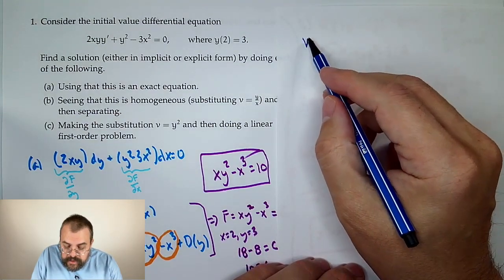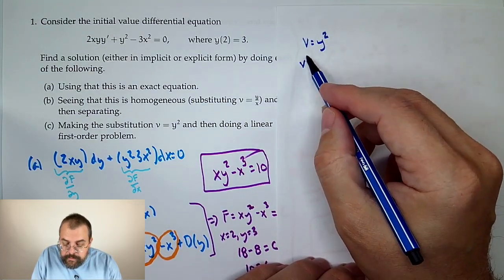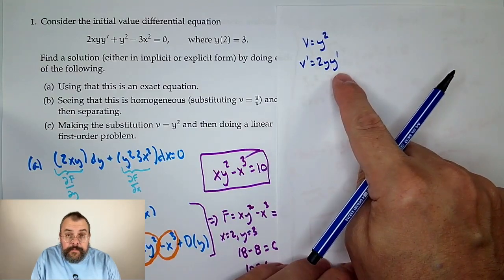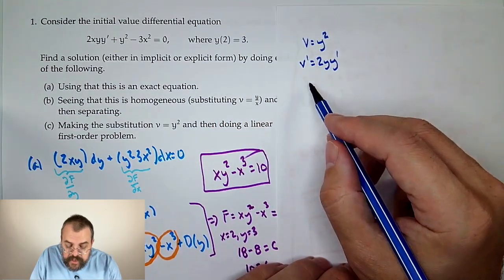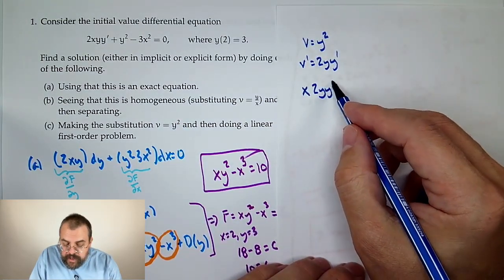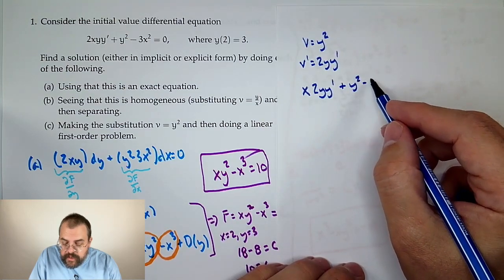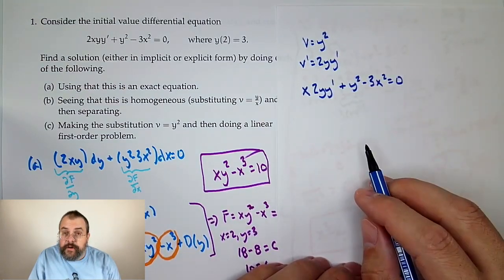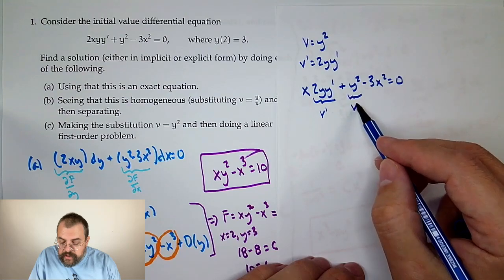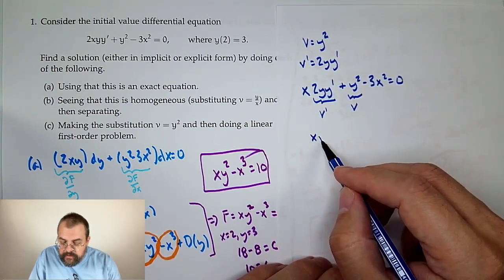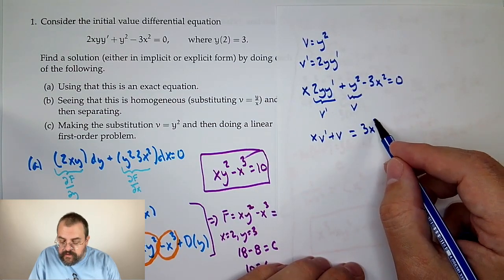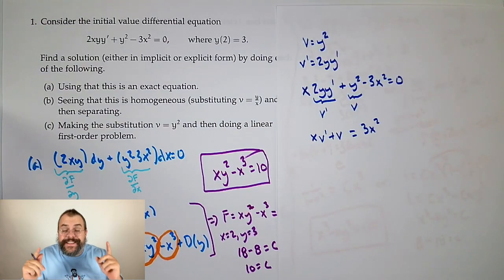So we'll have v equals y squared, v prime is 2y y prime. And then we're like, whoa, 2y y prime, that sounds really familiar. So in particular, notice our first term. We can write that as x times 2y y prime, plus y squared minus 3x squared equals 0. So this 2y y prime, that's v prime, and the y squared, that's v. So we have x v prime plus v, and we'll move the minus 3x squared across. So equals 3x squared.